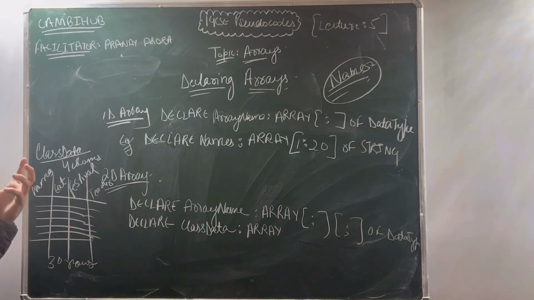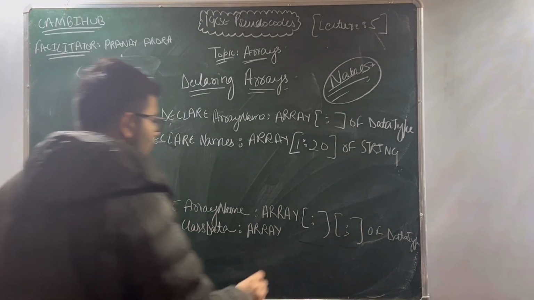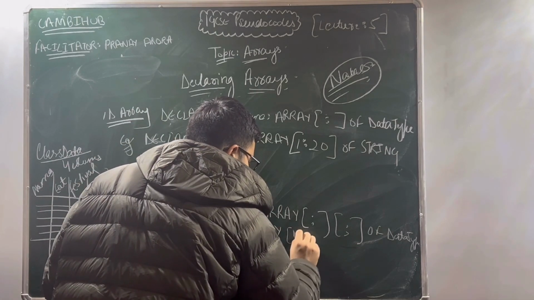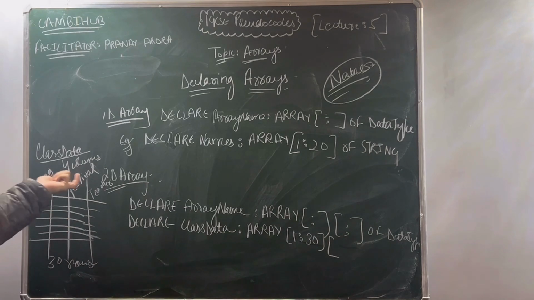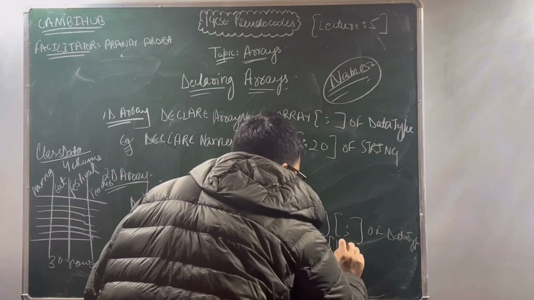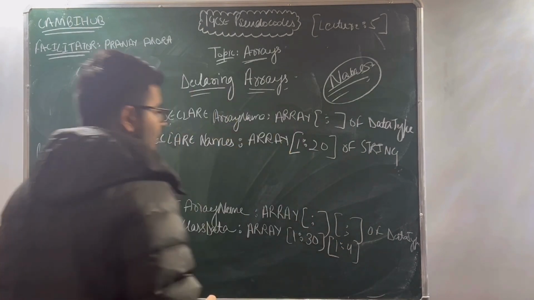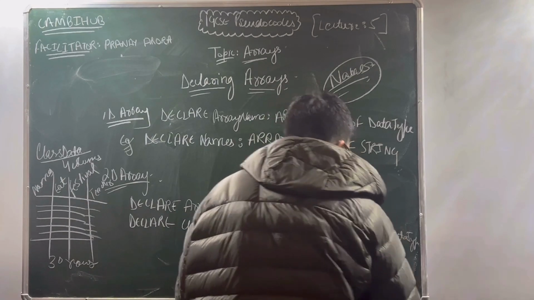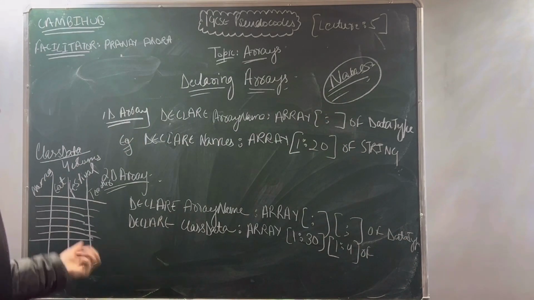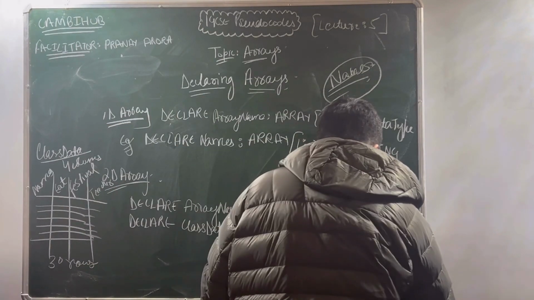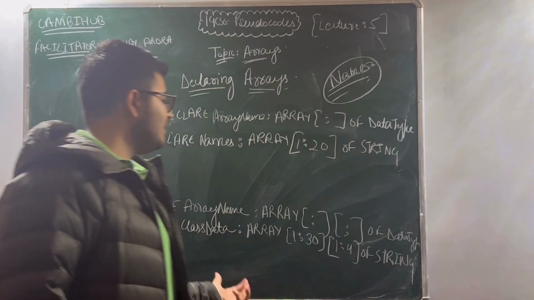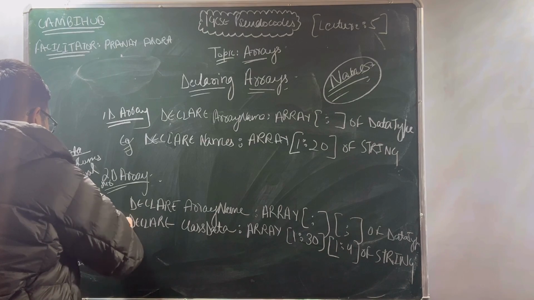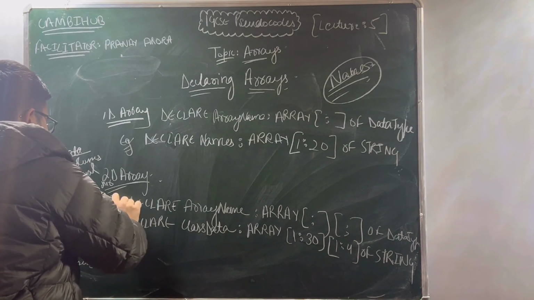Remember, we always put row first, right? So how many rows are there? There are 30 rows, so 1 to 30. How many columns are there? 4 columns, 1 to 4. Of what data type? Since everything is alphanumeric, the data type will be string. So this is an example that we have referred to, and this is the syntax.